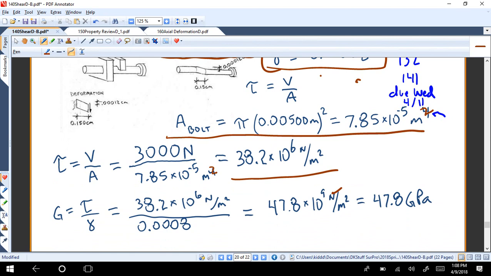All right, so G is tau over gamma, and get ready to use some scientific notation when you get into G, because it's usually a very large number. In this case, it's 48.7 times 10 to the 9 newtons per meter squared.